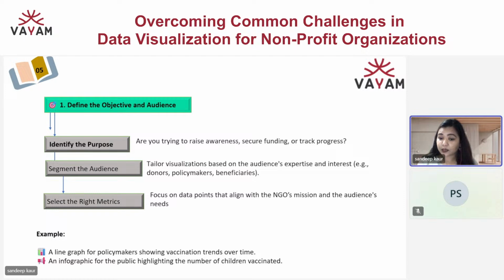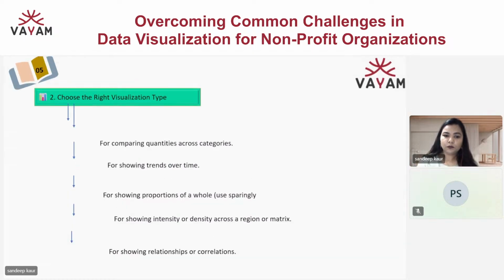Select the right metrics. Very important point again. Focus on data points that align with the NGO's mission and the audience's needs. This is how you will reduce the chances of data overload. For example, you can use a line graph for policymakers showing vaccination trends over time, and infographics for the public highlighting the number of children vaccinated.